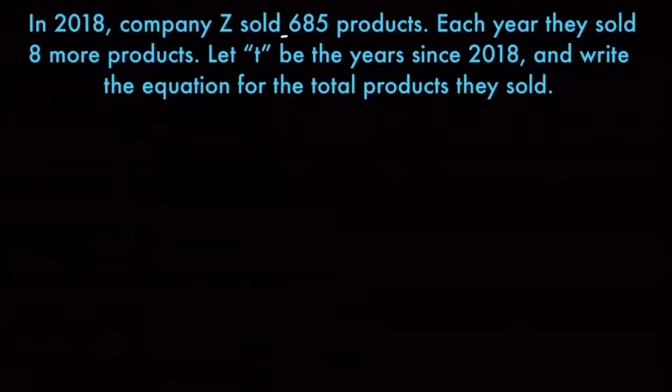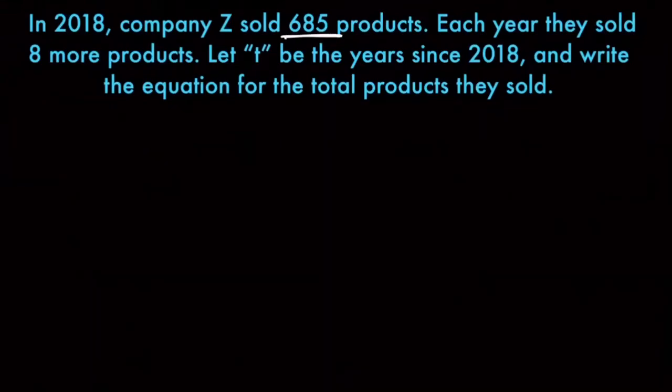So here they told us that they originally had this much without any years passing by. Each year they sold 8 more. So this is the rate that they sold, 8 more products. Let T be the year since 2018 and write the equation. So let's write the equation in this form. Y equals, what was the slope or the rate of change? We know that it's 8 because each year it would grow by 8. So that's the rate of change. So 8t every year.